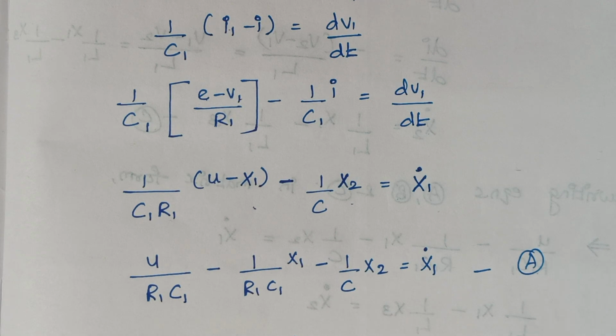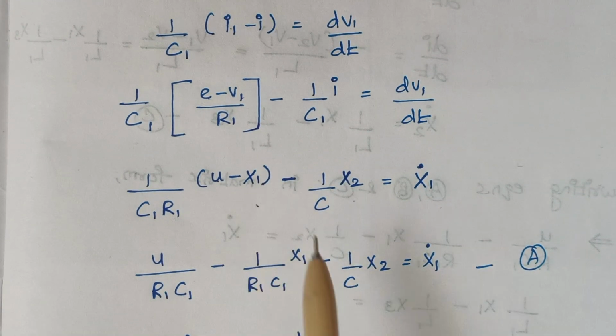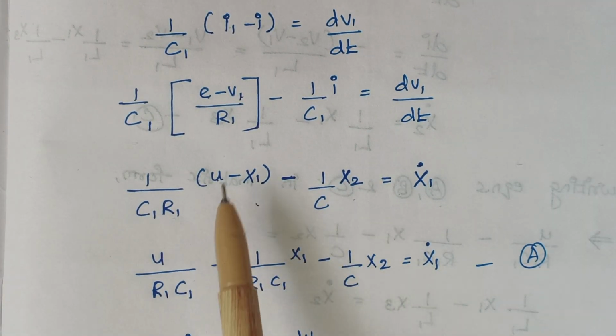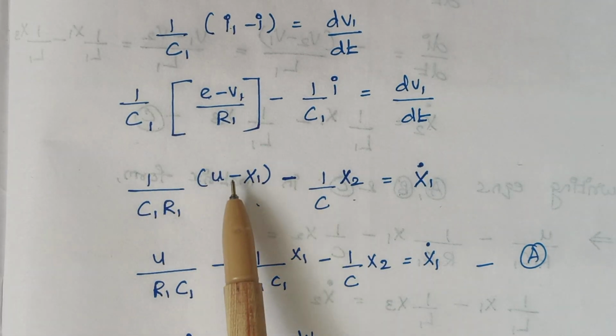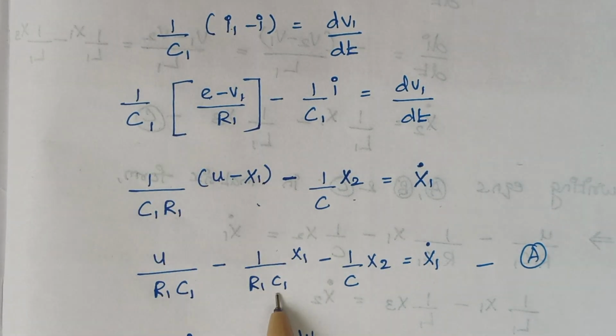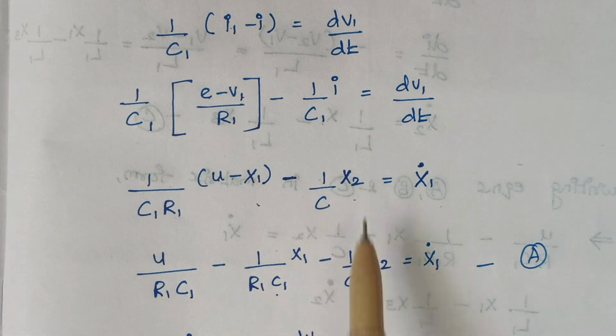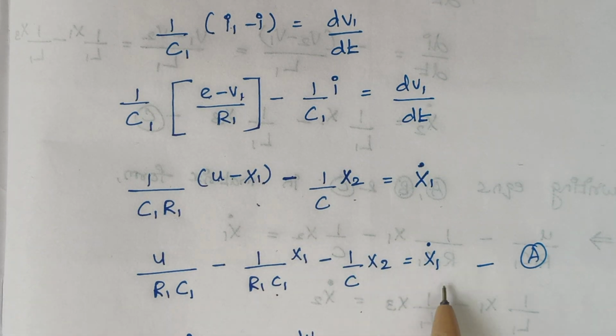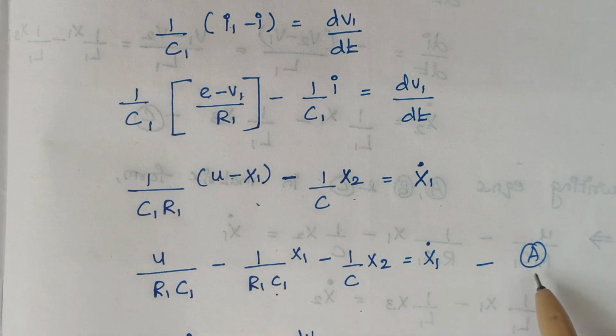So here again we are simplifying the expression. So U by C1 R1 minus x1 by C1 R1 and minus x2 by C1, which is equal to x1 dot, right? So name this expression as expression number A, because we have framed an expression for x1 dot, right?